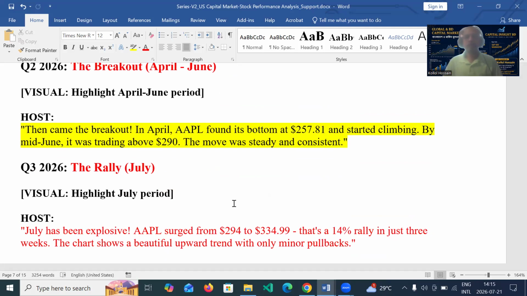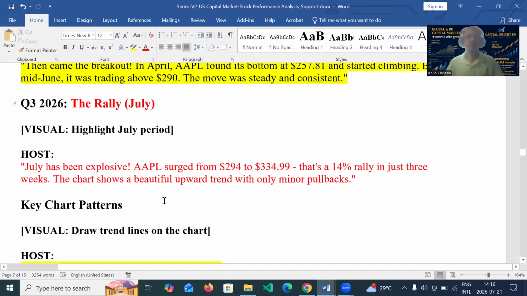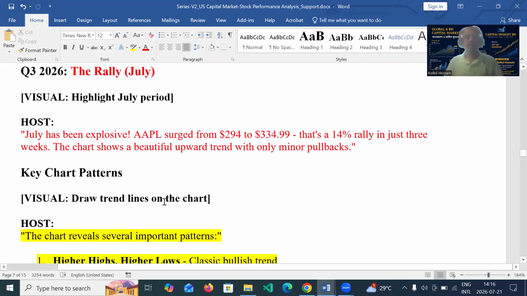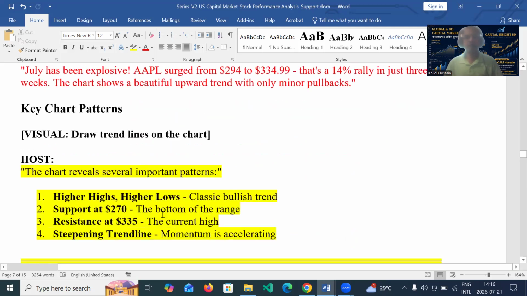Then came the breakout in April. Apple found its bottom at 257.81 and started climbing. By mid-June, it was trading above 290. The move was steady and consistent. July has been explosive. Apple surged from 294 to 334.99. That's a 14% rally in just 3 weeks. The chart shows a beautiful upward trend with only minor pullbacks.